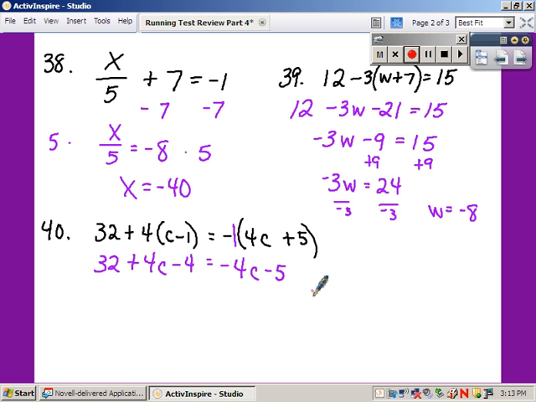So here again, I've got some issues because I have variables here and here. I've got numbers here, here, and here. Well, I want to try to combine some like terms before I start moving stuff left and right. So this side over here, 4c is okay, but 32 and negative 4, that gives me positive 28.